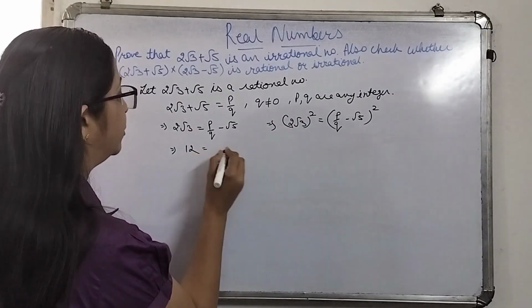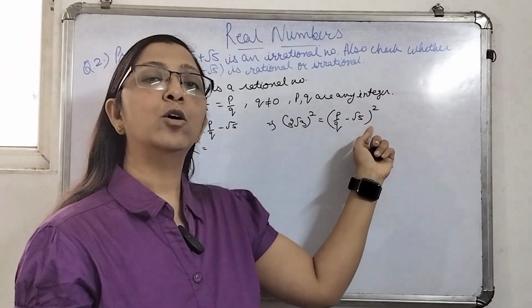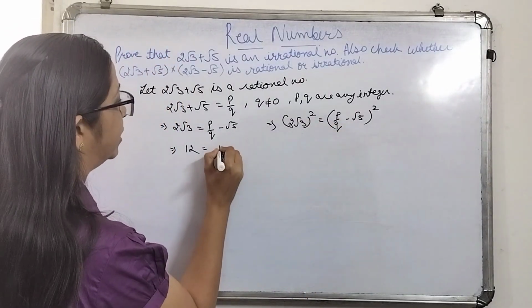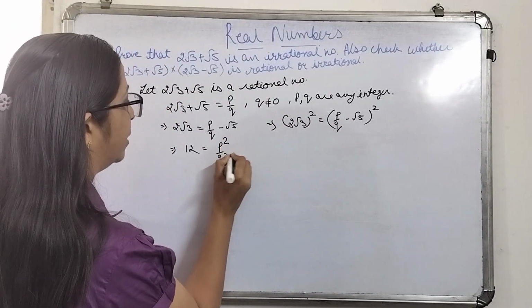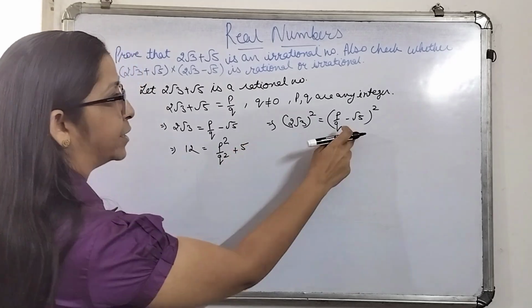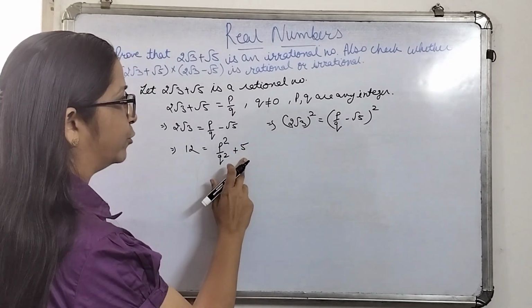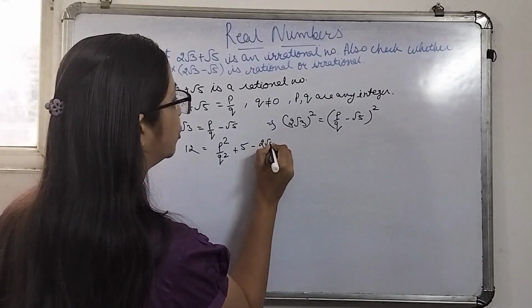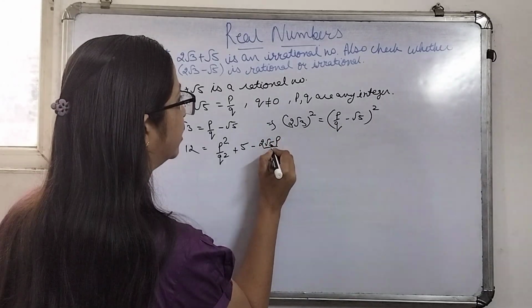It is equal to (A minus B) whole square. Now if it is (A minus B) whole square, its expansion will be A square plus B square, that is root 5 square, which is 5 only, minus 2AB, that is 2 root 5 P upon Q.